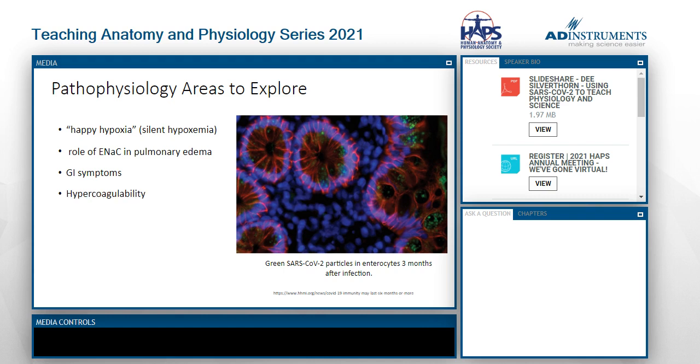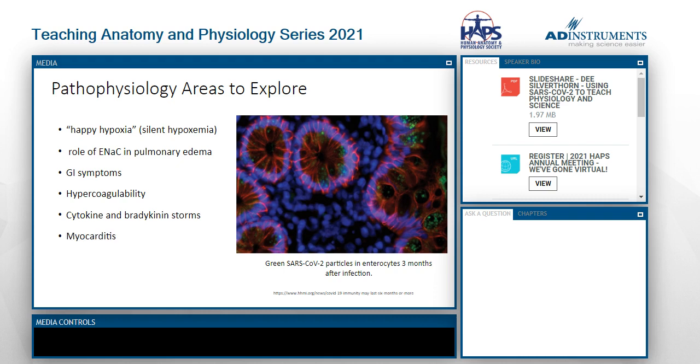Another area that you could explore would be the hypercoagulability, which is indicated by these microclots that have been described in various organs. And if you already teach immune system, you can talk about the cytokine storm and bradykinin and the potential roles for those chemicals. I don't teach that, so I generally tend to avoid it.